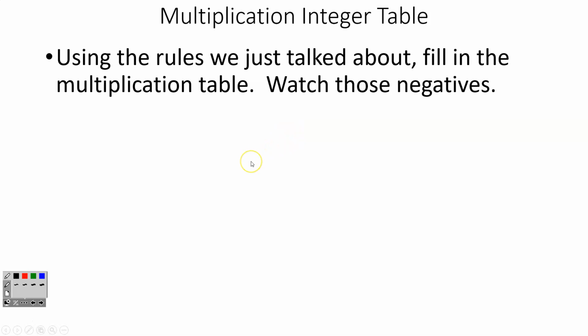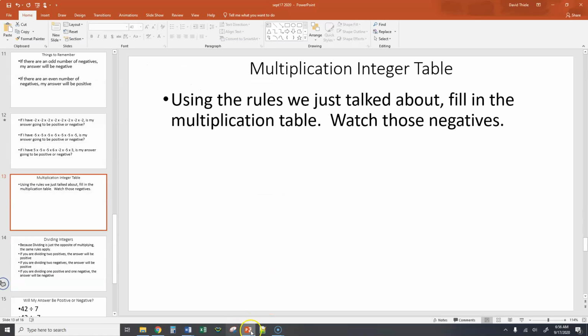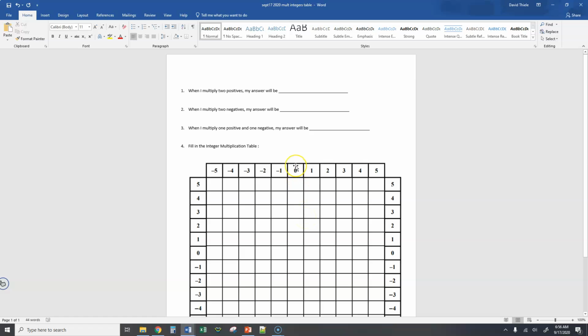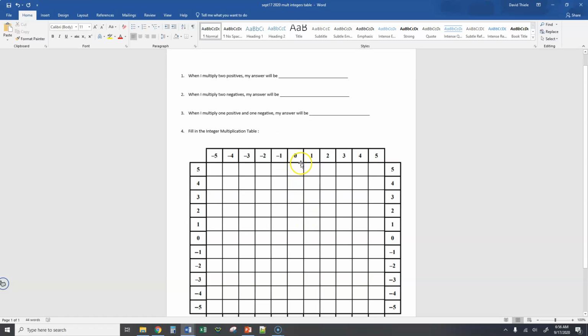So at this point in time, the best thing for you to do to get some extra practice with this is to do the integer table that is included on Canvas. So the integer table is going to look like this. You're welcome to print this off. Make sure to answer the first couple questions.